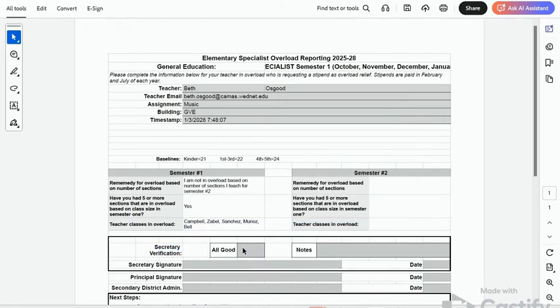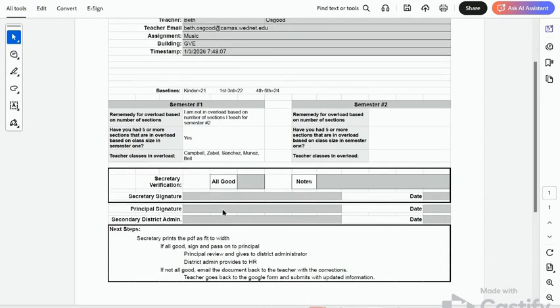Secretaries, if it's all good, you're going to say all good. You're going to sign, date it. You're going to send it on to your admins to sign and date. If this needs corrected, it needs to go back to the teacher to correct and resubmit a new form. Anything above must be filled in electronically. You cannot just go in and cross out a name, cross out yes, and change it to no. It does need to be done through the form.